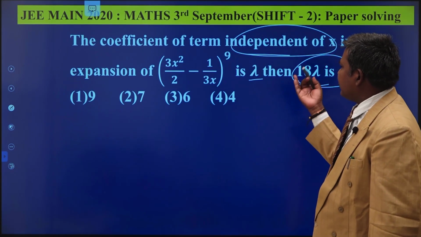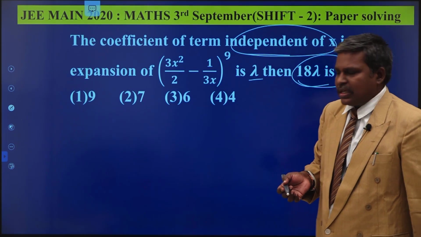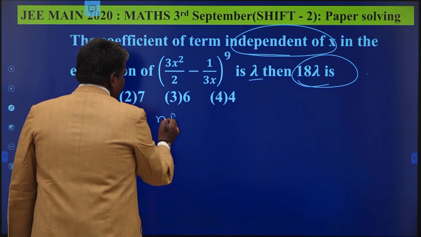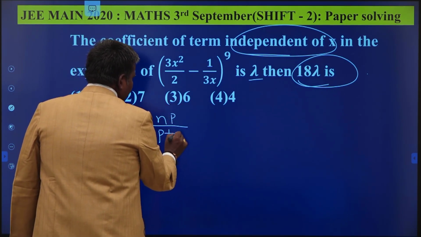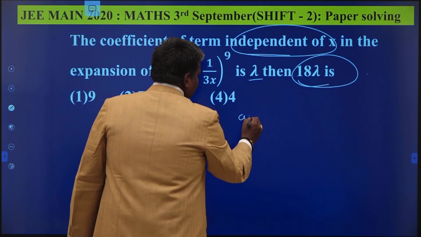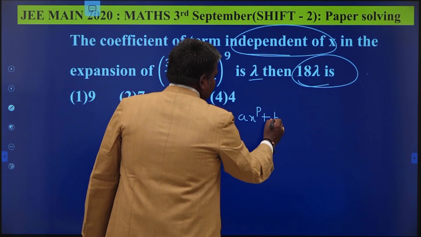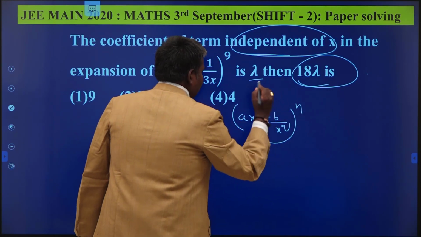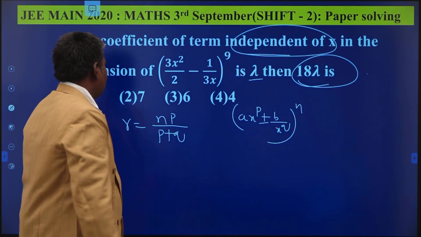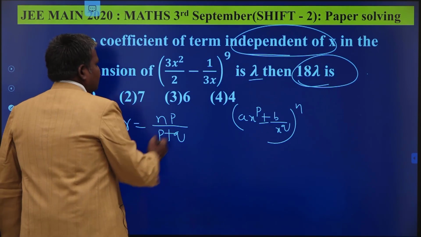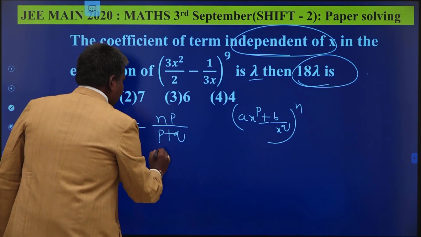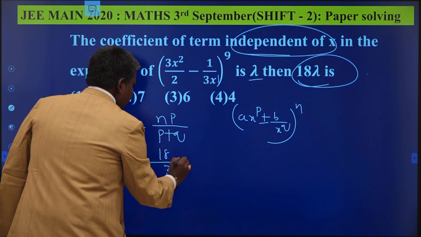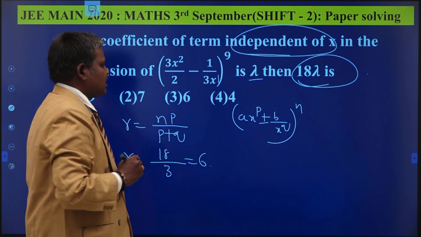So we know that to get the term independent of x, the value of r is obtained by the formula r is equals to np by p plus q, for the expression (a times x power p plus or minus b by x power q) whole to the power of n. So what is my r value? r is equals to np, 2 nines are 18, by p plus q, 2 plus 1, 3. So the value of r is 6.